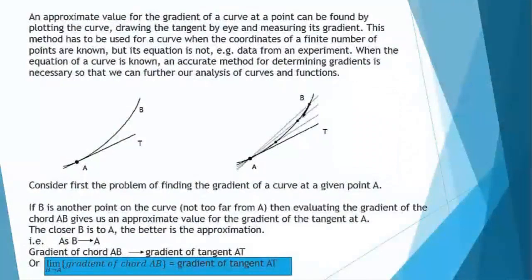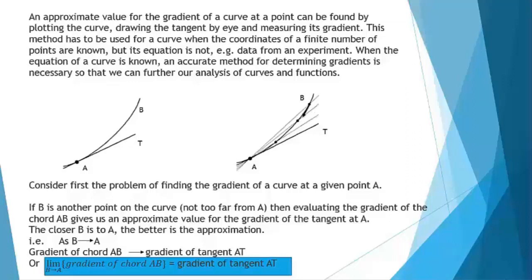An approximate value for the gradient of a curve at a point can be found by plotting the curve, drawing the tangent by eye and measuring its gradient. This method has to be used for a curve when the coordinates of a finite number of points are known, but its equation is not. When the equation of a curve is known, an accurate method of determining gradient is necessary so that we can further our analysis of curves and functions.